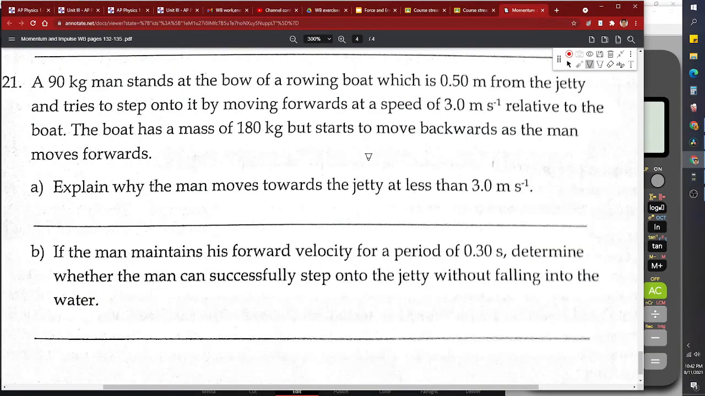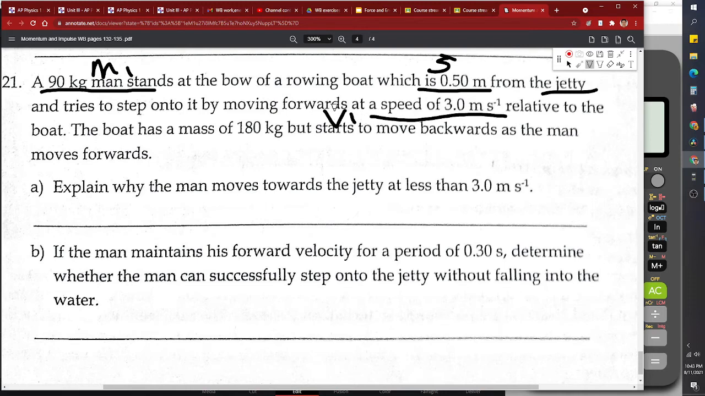So question number 21. We'll just read through here, underline the information we know. There's a man, we'll call him mass 1, he's 90 kilograms, and he's standing on the front of a boat, and that boat is 0.5 meters from a jetty, and the man tries to step onto it by moving forwards at a speed of, I don't know, 3 meters per second, so we're going to call that V1.